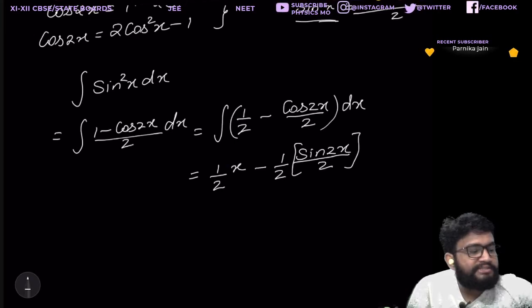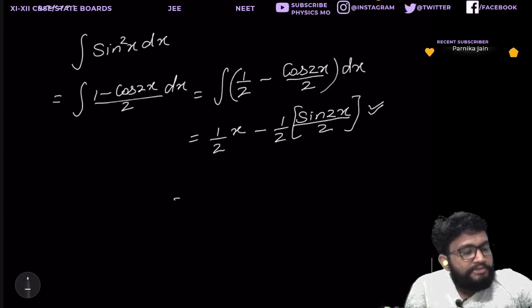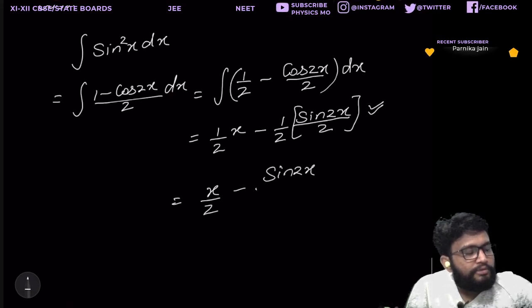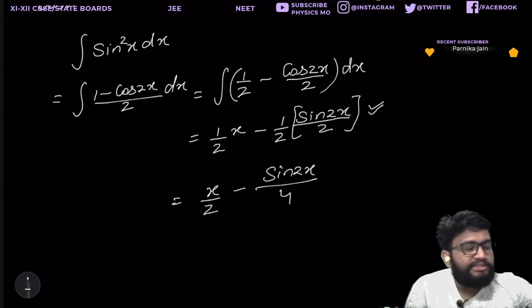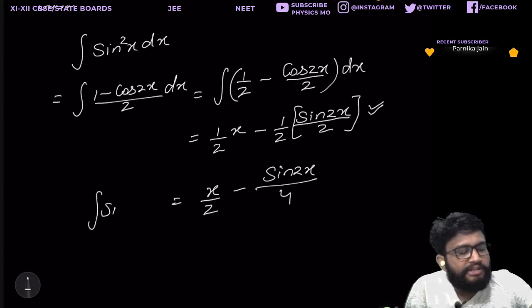Have you got this step? For this step please answer the last step. Great. So this is integration x upon 2 minus sin 2x upon 4. This is your integration for sin square x dx.